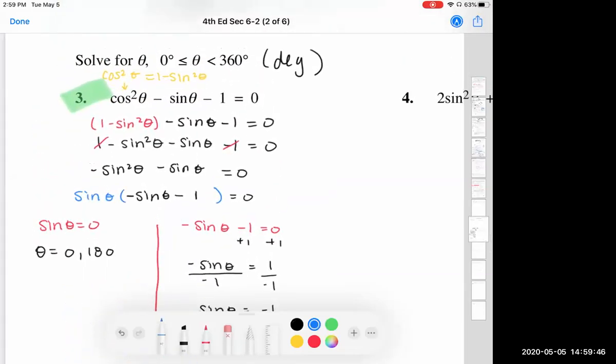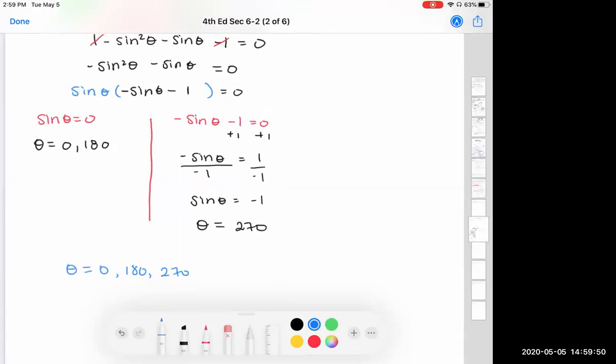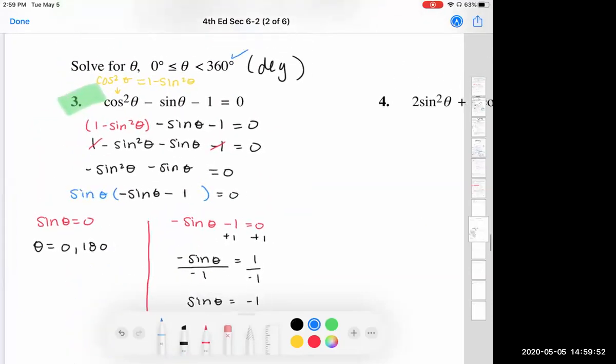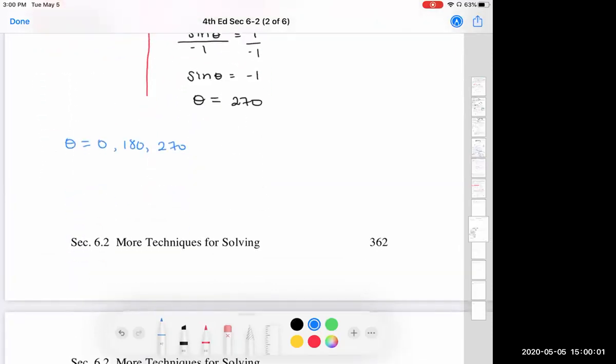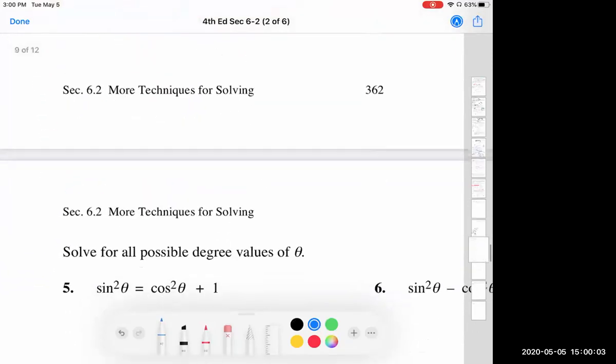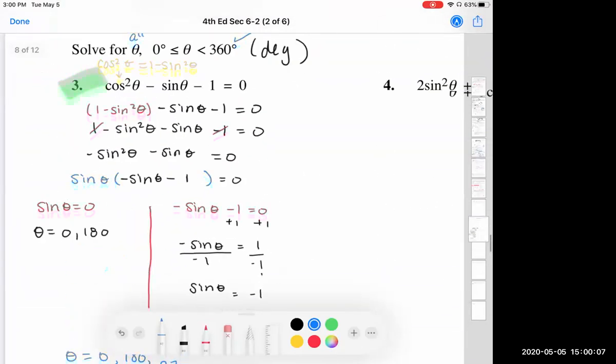It wants our answers in degrees, and it's just between 0 and 360. So that's all that we need to do. If I would have set theta in degrees, you would have had to do that plus k in the integers. Okay, let's move on to the next one. What's the next one? 13.